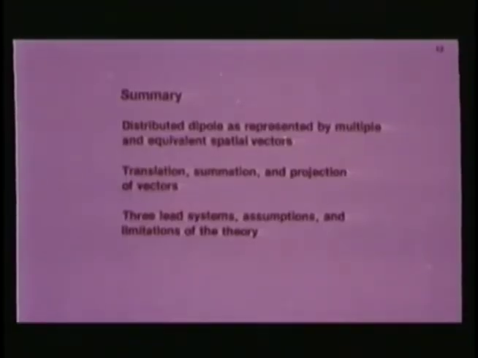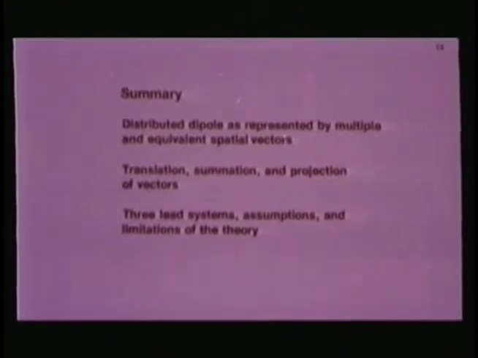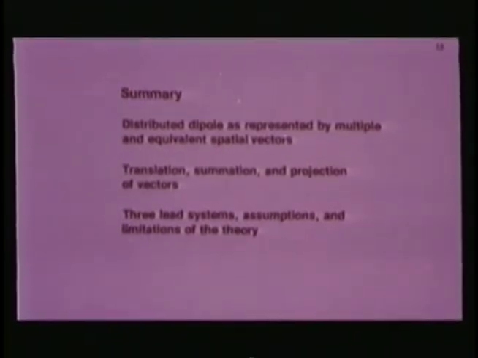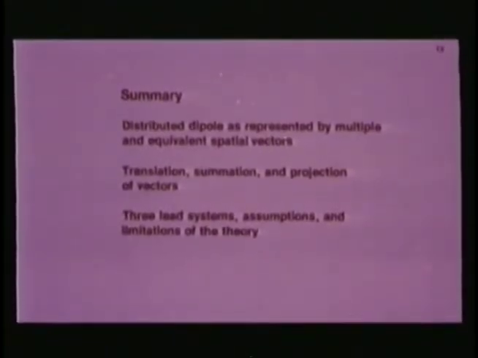In this program, we will discuss the distributed dipole as represented by multiple and equivalent vectors, translation, summation, and projection of vectors, cardiac electrical activity as described by an equivalent spatial vector, three electrocardiographic lead systems used in the analysis of cardiac electrical activity, the assumptions necessary to consider the heart a true dipole current source, and some limitations of the theory. This is not a course in clinical electrocardiography, but rather an introduction to concepts useful in the interpretation of the electrocardiogram.